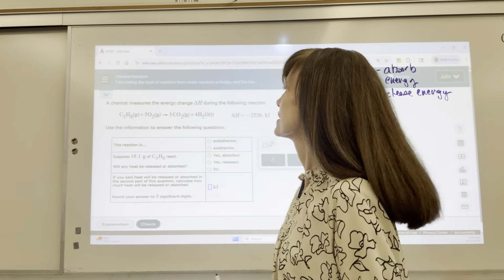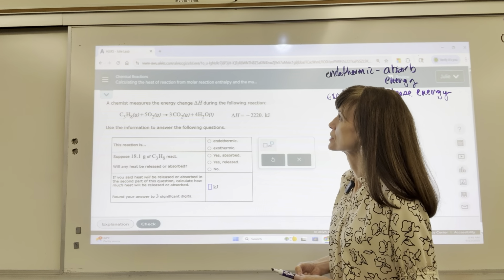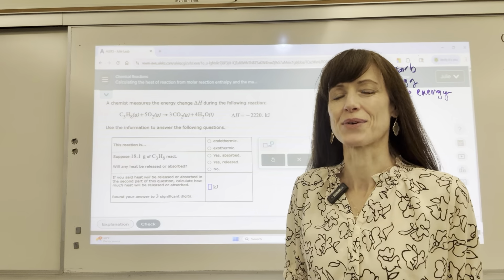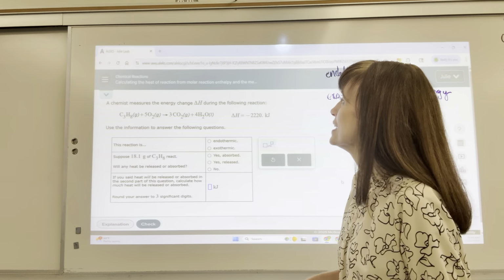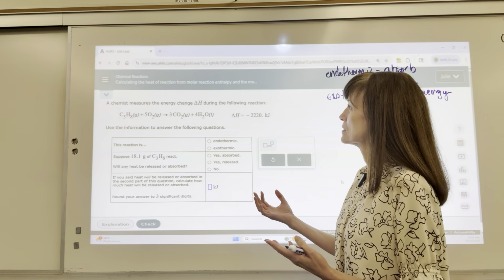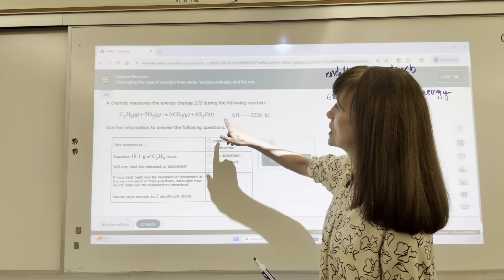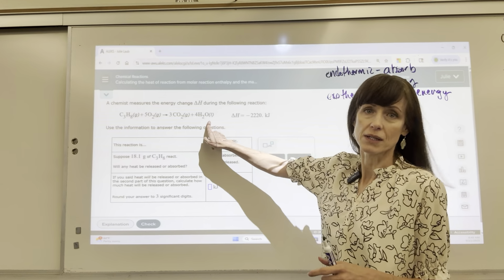Today we're going to do the ALEKS topic, calculating the heat of reaction from molar reaction enthalpy. Let's go ahead and look at this question. There are a couple of things I want to highlight. It says a chemist measures the energy change, delta H, that's enthalpy, during the following reaction. So they give us a balanced chemical equation.